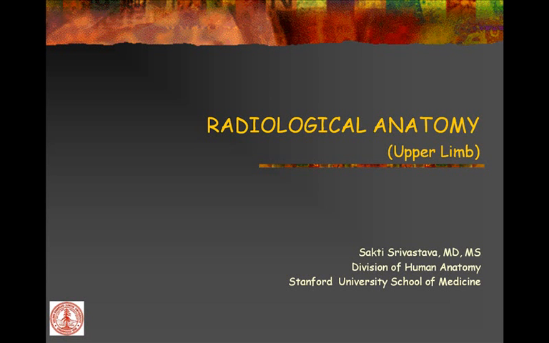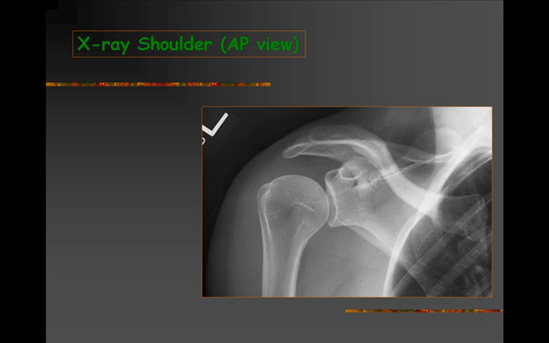Welcome to this module on radiological anatomy of the upper limb. This module will cover normal and abnormal radiological images of the upper limb. Let us start with a normal X-ray of the shoulder joint. This example is an AP view or an antero-posterior view.